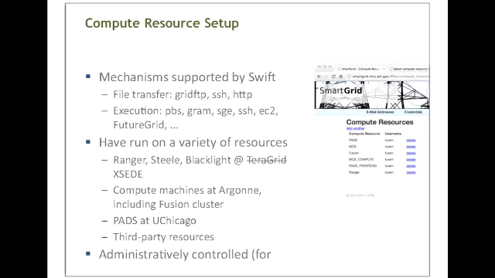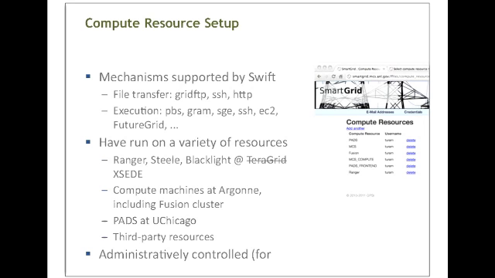The types of compute resources that Gypsy can talk to is, for now, governed by what Swift supports. Swift supports file transfer using various protocols, grid FTP and SSH and HTTP. And for execution, there's a number of different approaches for actually running jobs on the resources. Given this, we've been able to run through Gypsy on a variety of resources from TeraGrid and now Exceed, and on machines here at Argonne, including the compute cluster. We're targeting some of the other ones, although there's an authentication issue that we have to get over.